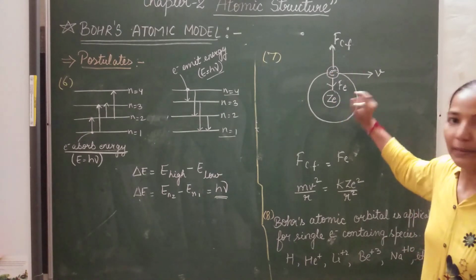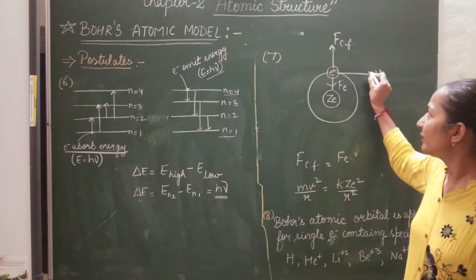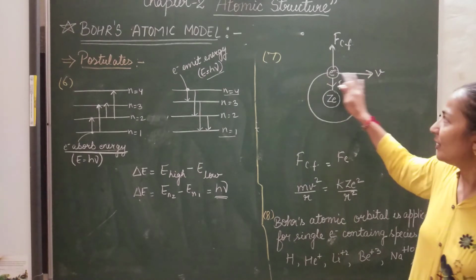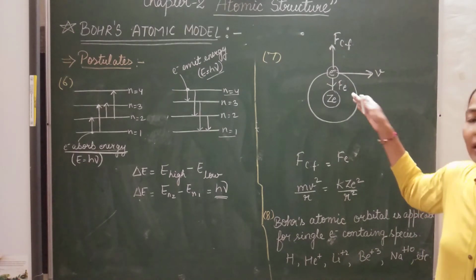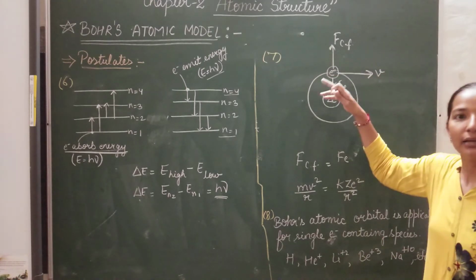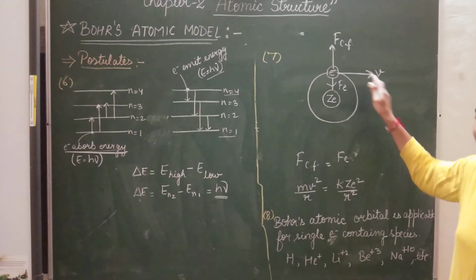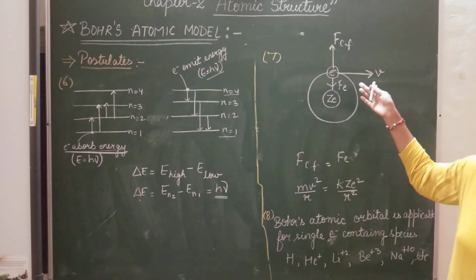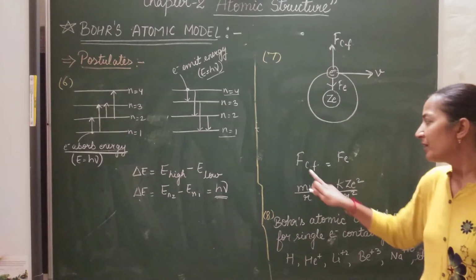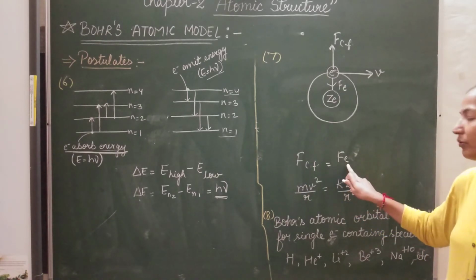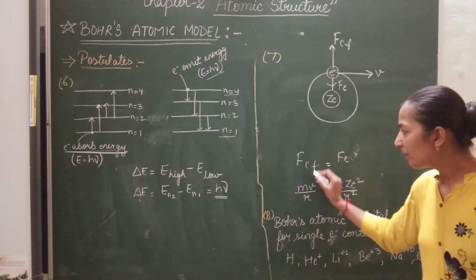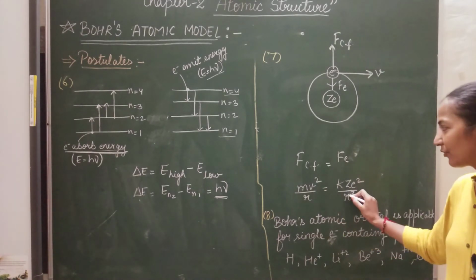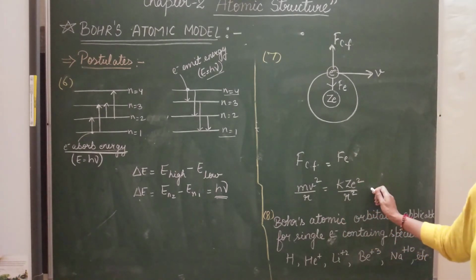वो दोनों सेम होंगे. Since the electron here, the velocity is in this direction, that is, along the tangent to the path at the point of the electron. So centrifugal force will be equal to the electrostatic force. तो यहाँ पे centrifugal force कितना होता है, mv square upon r, and electrostatic force kZe square upon r square.